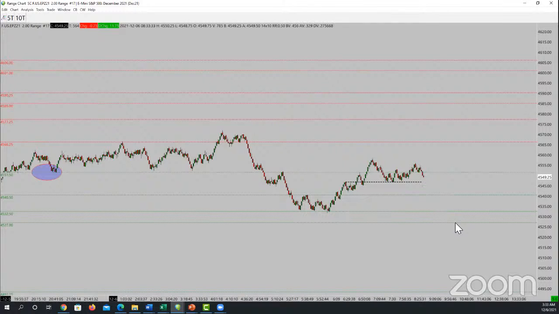We got resistance up above sitting at 4566.25. And then above that, 4577 as the next area of resistance, 85, and then 90 for S&P 500.